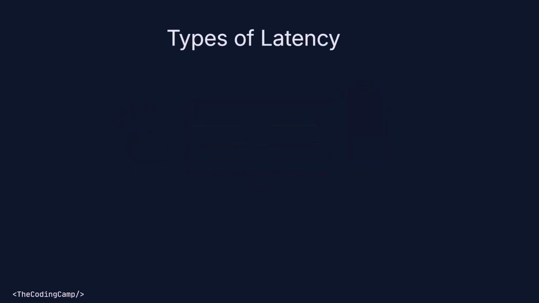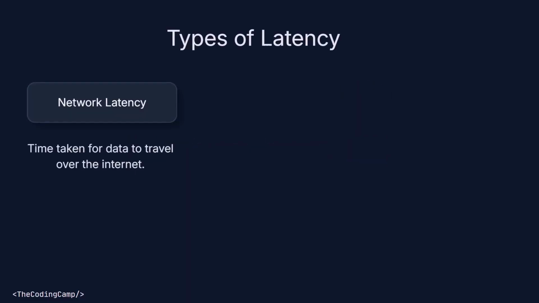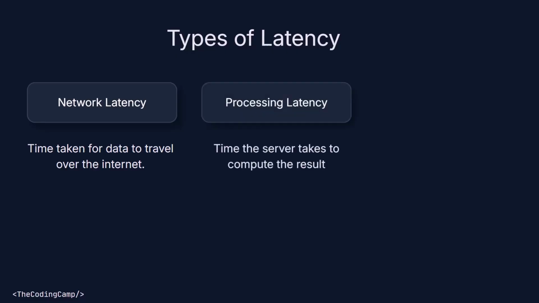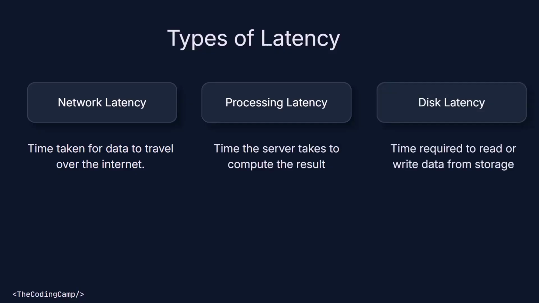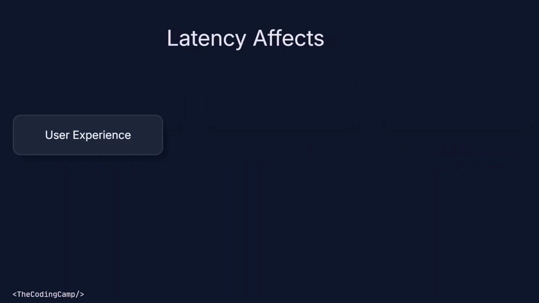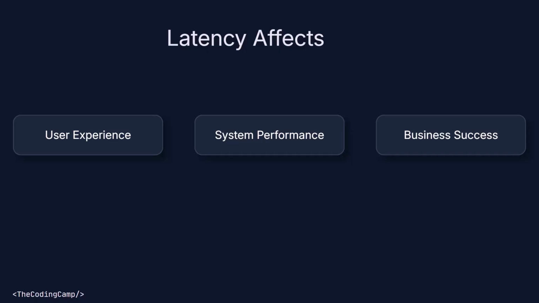There are 3 types of latency. Network latency, which is the time taken for data to travel over the internet. Processing latency, which is the time the server takes to compute the result. Disk latency, which is the time required to read or write data from storage. Latency directly affects user experience, system performance, and business success. Even a 100 millisecond delay can noticeably reduce engagement. So in system design, reducing latency is one of the most important goals, and you will learn different techniques later in the course to achieve that.